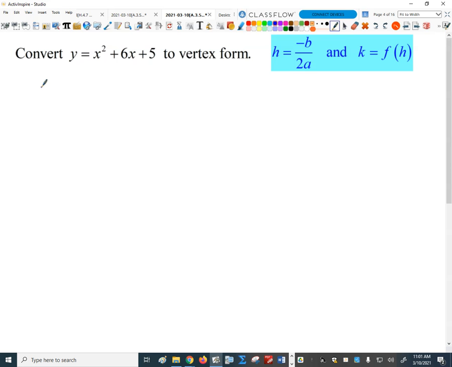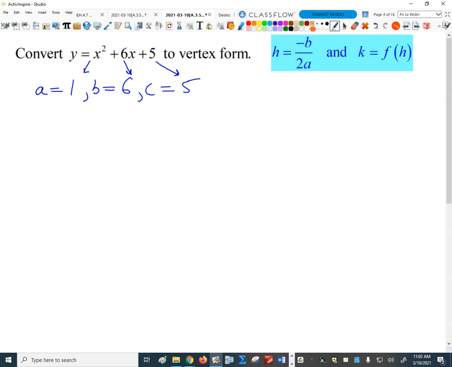Okay, good. So we know a is just 1, isn't it? Because that's the coefficient of x squared. B is 6 because that's the coefficient of x, so it's being multiplied by x. And c is 5. That's the constant.